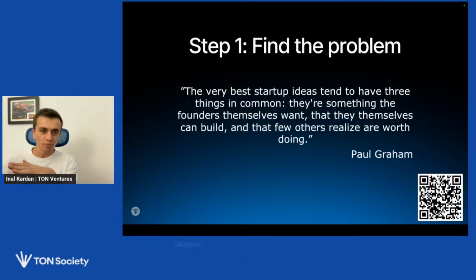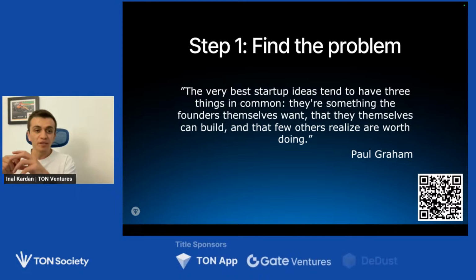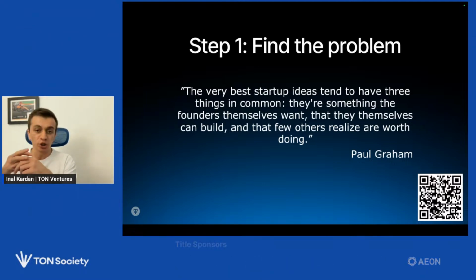First thing that you have to think about is you have to find a problem. And here I have a quote from Paul Graham, one of the founders of Y Combinator. He says that the very best startup ideas tend to have three things in common. There's something the founders themselves want, that they themselves can build, and that few others realize are worth doing. In my opinion, this is the best description of how you can actually find a good problem to solve.